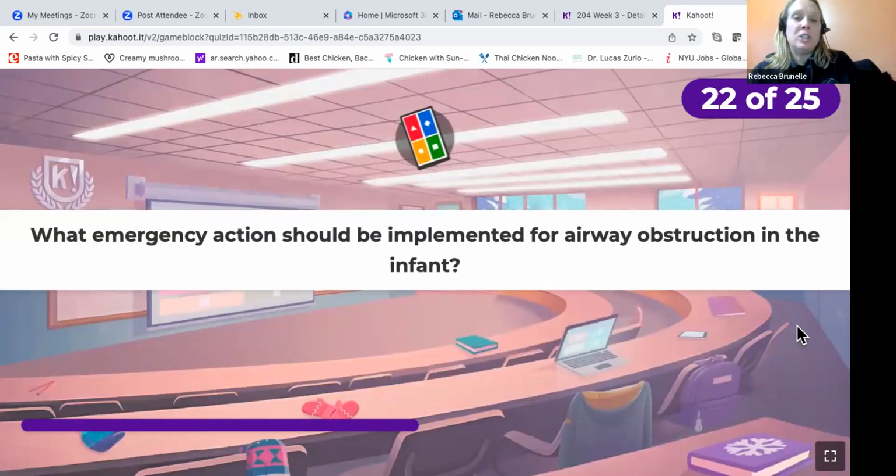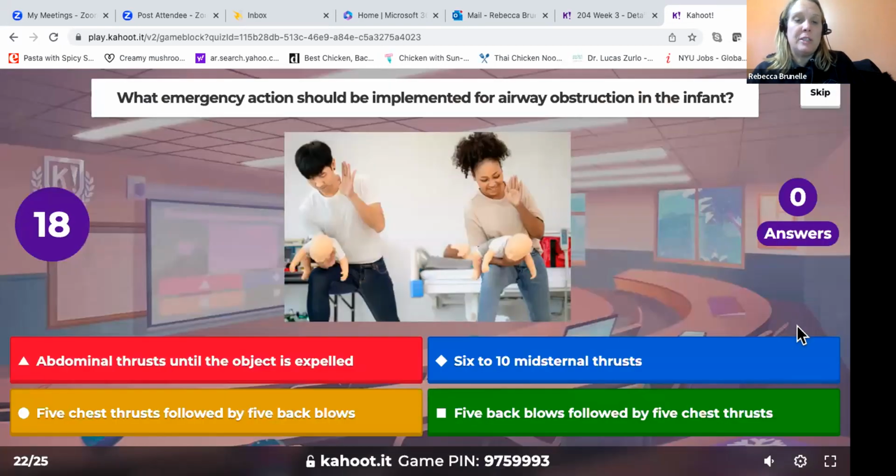What emergency action should be implemented for airway obstruction in an infant? Abdominal thrusts until the object is expelled, 5 chest thrusts followed by 5 back blows, 6 to 10 mid-sternal thrusts, or 5 back blows followed by 5 chest thrusts.